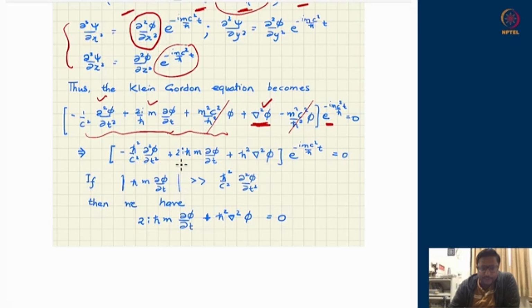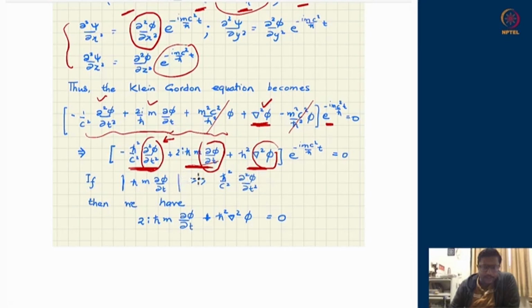I have this kind of thing where a double derivative of phi is appearing, a single derivative of phi is appearing, and the Laplacian of phi is appearing. Now in the limit, when the term which is double derivative of phi is very small compared to the single derivative term as well as the Laplacian term. So suppose this is the weakest of them all. That means magnitude wise, forget about iota or signature, magnitude wise iota h bar m times d phi upon dt term should be much greater than the d2 phi upon dt square term.